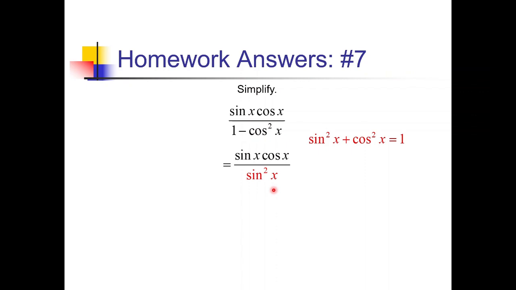Now I can cancel out one of the sines in the denominator with the sine of x in the numerator. So I'm left with cosine of x over sine of x. And just to turn that into a single trig function, cosine over sine is cotan of x.